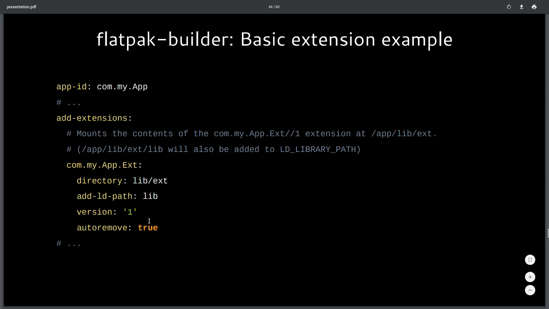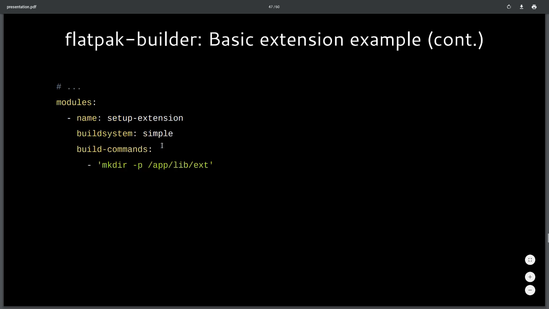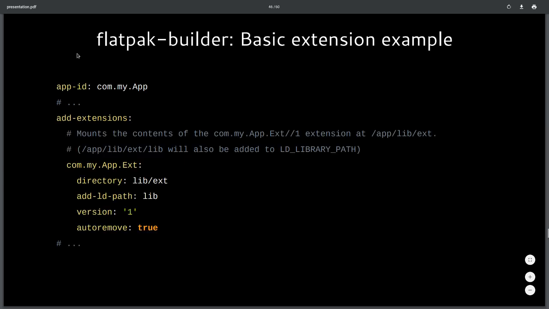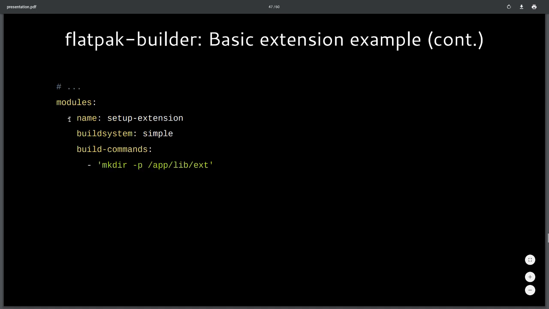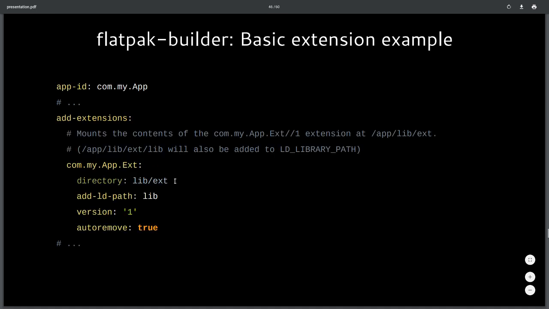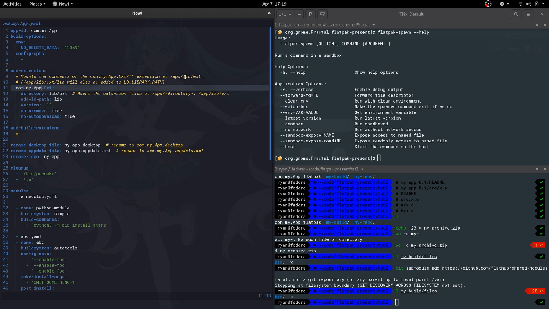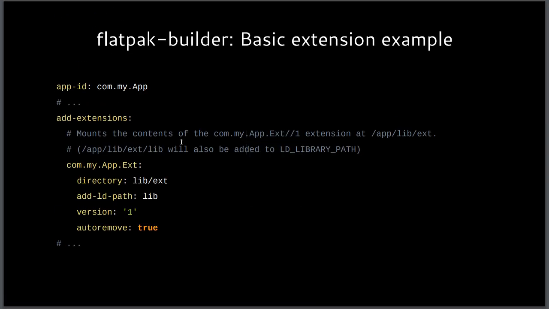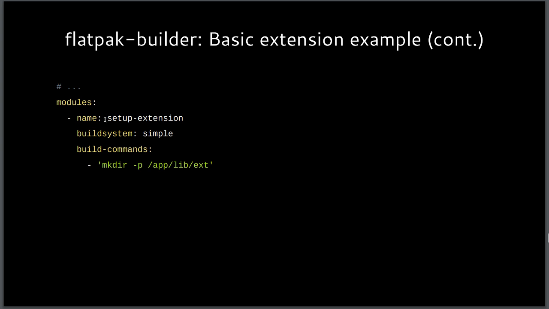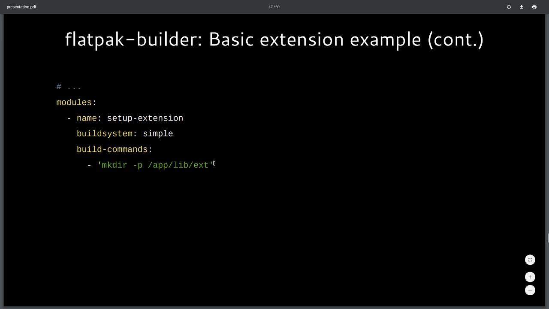Here's the example that I copied. Mount the contents of our extension at this branch, at /app/lib/x, and it adds the lib directory inside to LD_LIBRARY_PATH. And then, again, this uses an extension. This mount point needs to exist. So if /app/lib/x does not exist, the extension simply won't be mounted. So in one of your modules, you usually see a build step with buildsystem simple that just creates that directory.